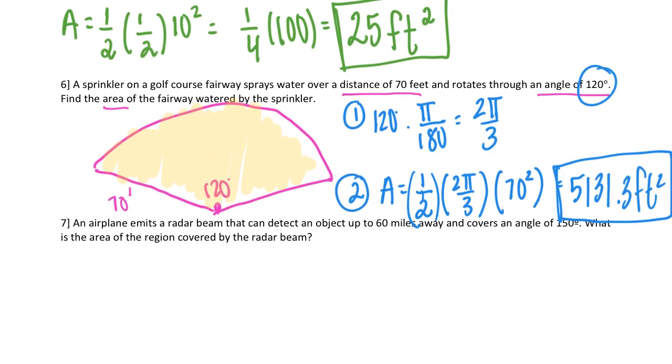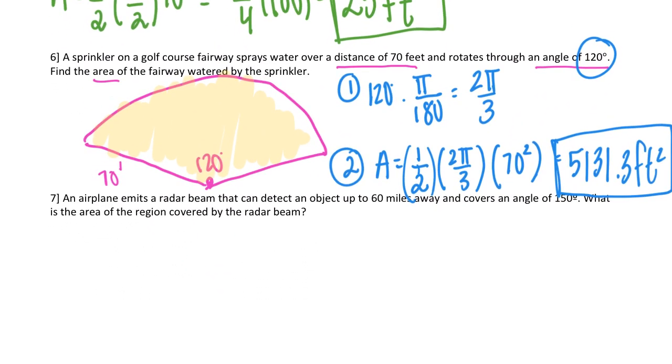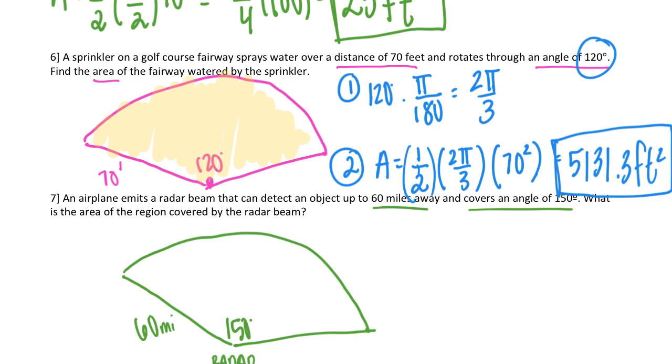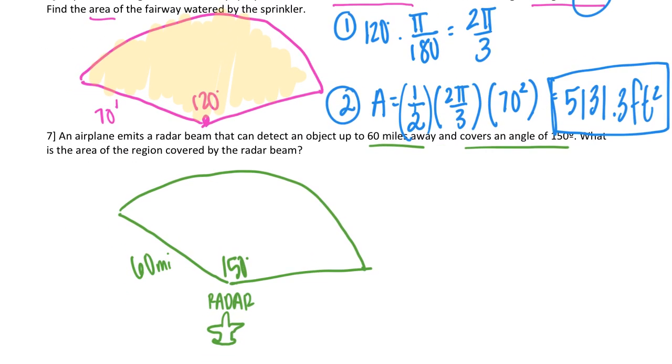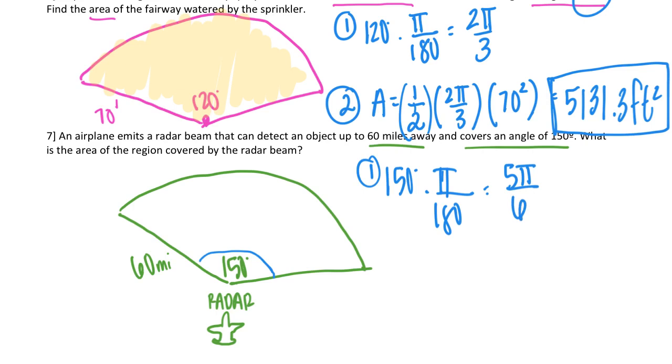Okay, similar problem down below there. I want you to pause the screen and try it on your own. All right, I drew a little picture to help us out here. So we got this radar beam being sent from the airplane. It goes 60 miles away at an angle range of 150 degrees. Hopefully you're thinking, oh, the first thing I need to do is change that 150 into radians by multiplying by pi over 180. If you simplify 150 over 180, you get 5 pi over 6.